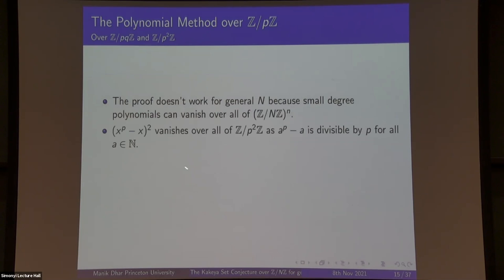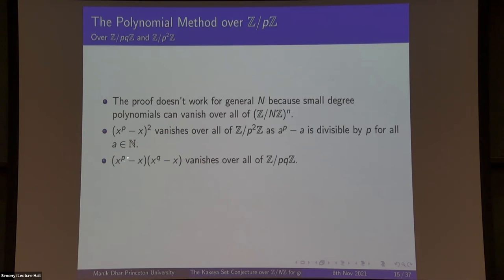Okay, so in particular, if you look at Z mod p square and you look at the polynomial (x^p - x) whole square, then this will vanish on the entirety of Z mod p square. And this only has degree 2p instead of p square or similar. And that's because x^p - x is divisible by p by Fermat's little theorem.